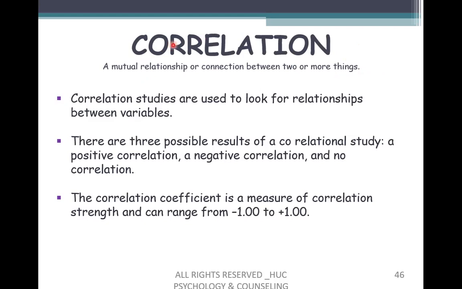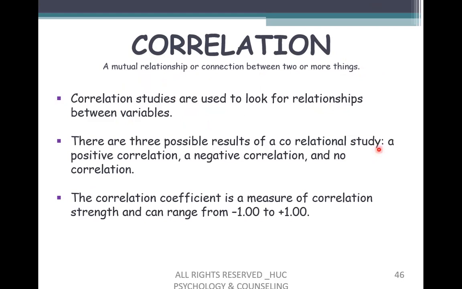So this is also one type of method we use in psychology. Correlation studies are used to look for relationships between variables. What they do is try to identify the changes that occur between correlated, interrelated things. There are three possible results of a correlation study.